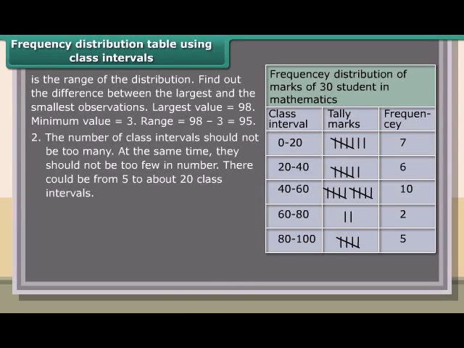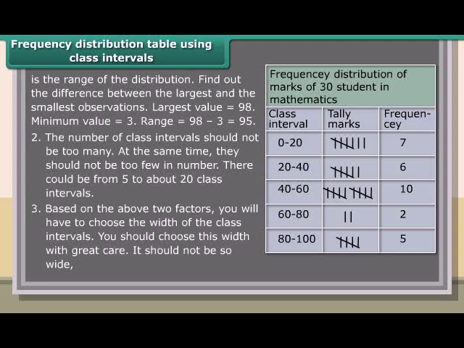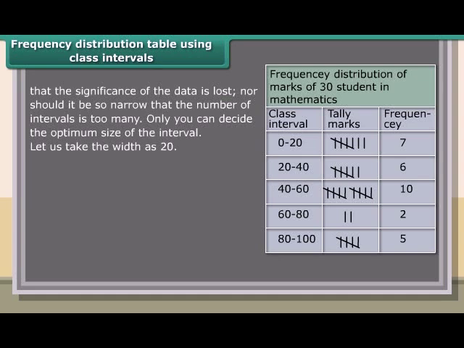2. The number of class intervals should not be too many. At the same time, they should not be too few in number. There could be from 5 to about 20 class intervals. 3. Based on the above two factors, you will have to choose the width of the class intervals. You should choose this width with great care. It should not be so wide that the significance of the data is lost, nor so narrow that the number of intervals is too many. Only you can decide the optimum size of the interval. Let us take the width as 20.